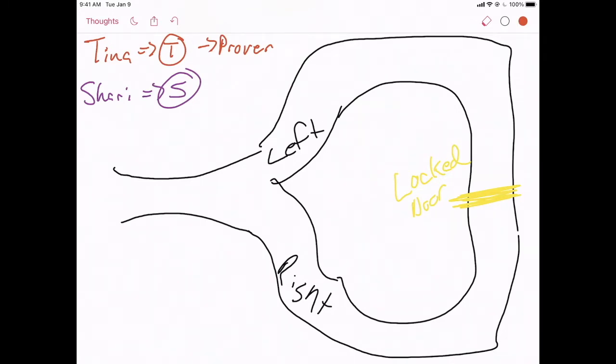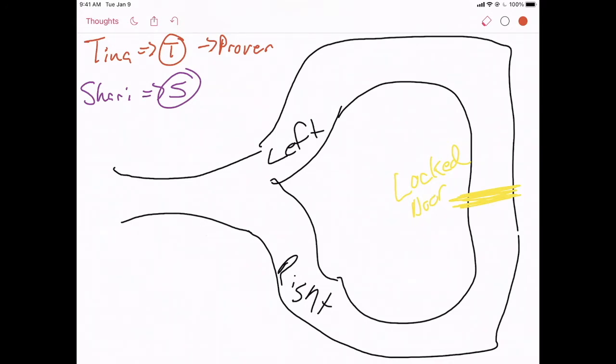And what knowledge does she have? Tina claims to know how to unlock the door. So she's going to tell Sherry, I know how to unlock the door. And Sherry's going to say, okay, prove it to me. In a zero-knowledge proof, though, Tina is not going to take Sherry back and show her as she opens the door, because that can convey some knowledge to her, right?